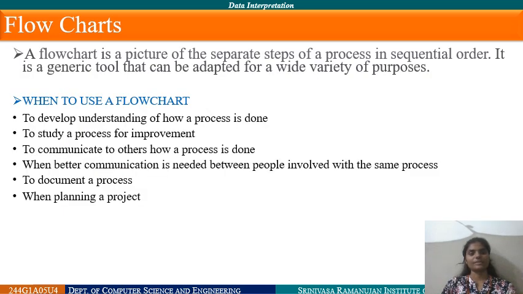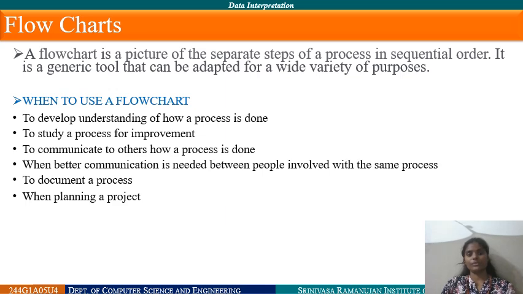What are flowcharts? A flowchart is a picture of the separate steps of a process in sequential order. It is a generic tool that can be adapted for a wide variety of purposes.